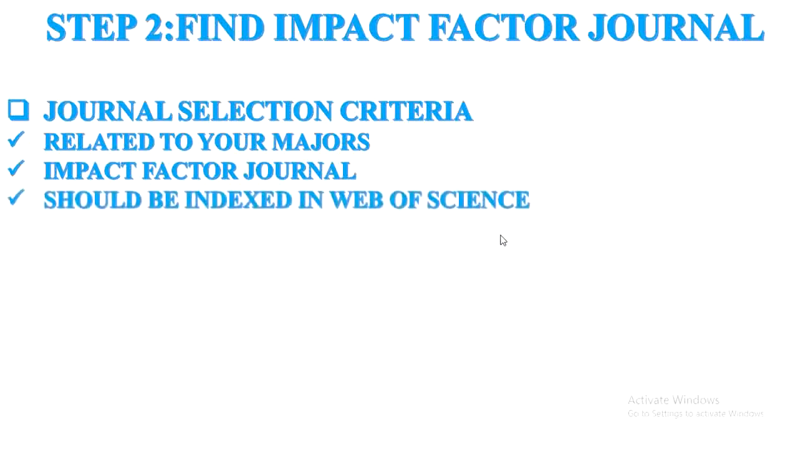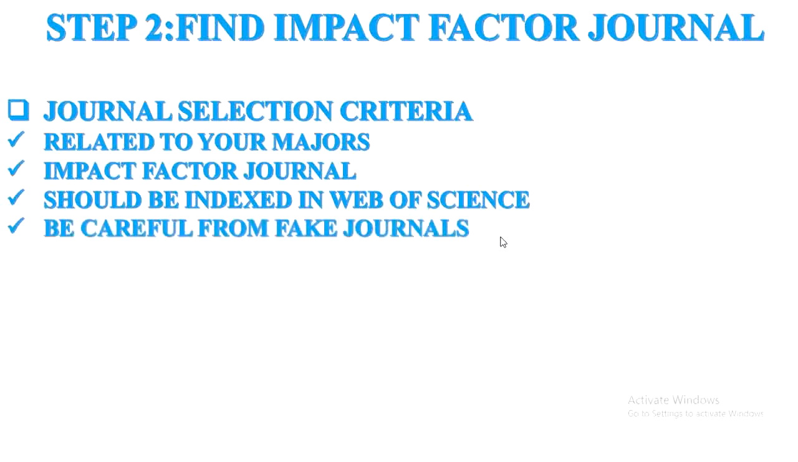Point number 3, that particular journal should be indexed in Web of Science. How will you know whether it's indexed or not? Simply go to the Clarivate Analytics website or Web of Science. Simply log in with your Google account for free and search the impact factor journals from there. Next, be careful. There are many fake journals out there, so you have to be extra careful that you don't get your paper published in those fake journals.